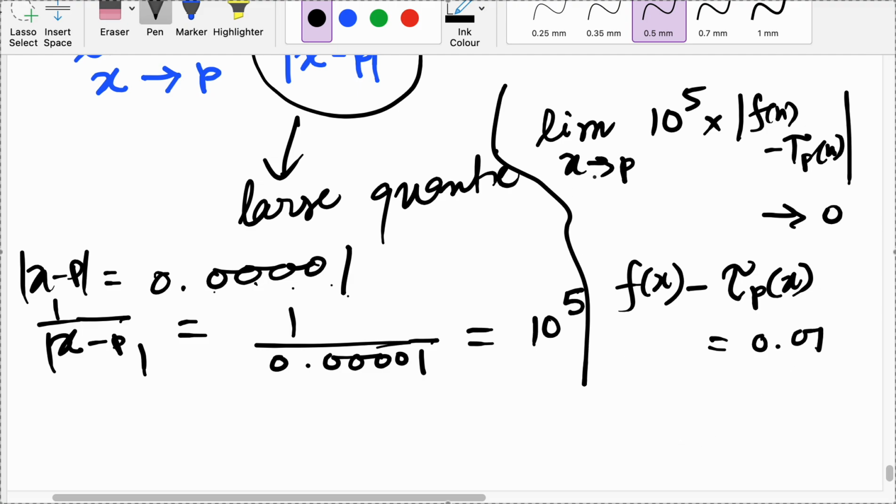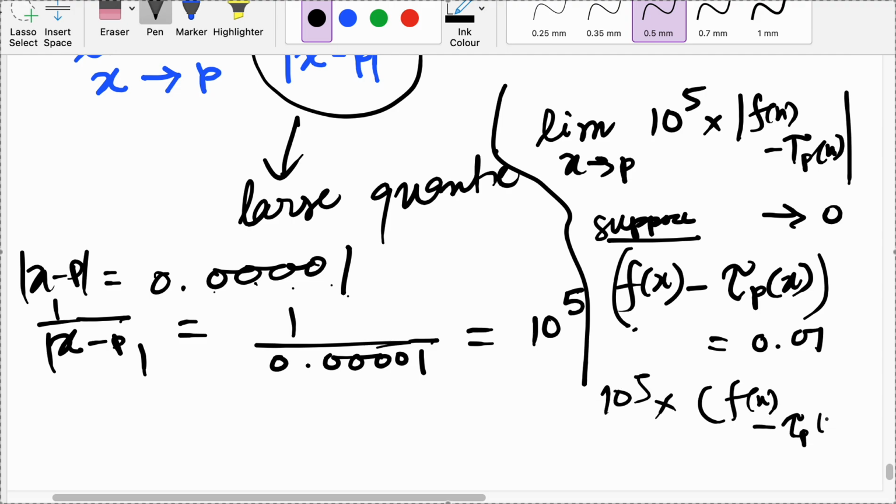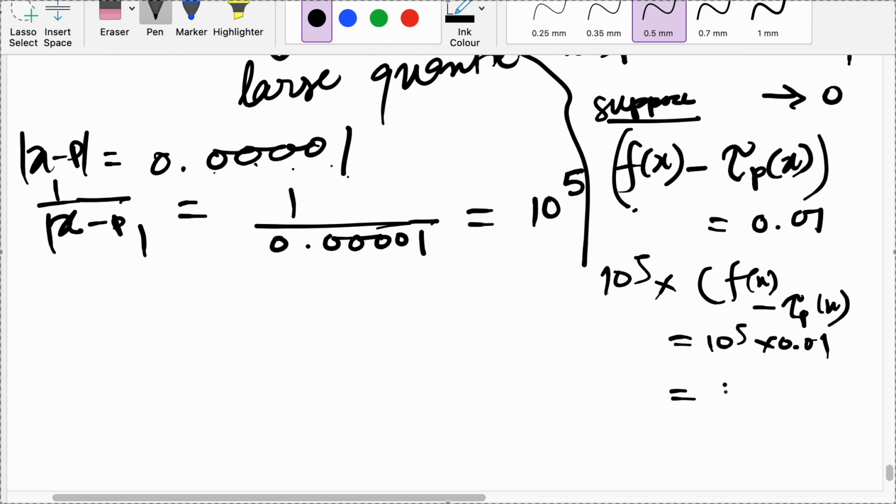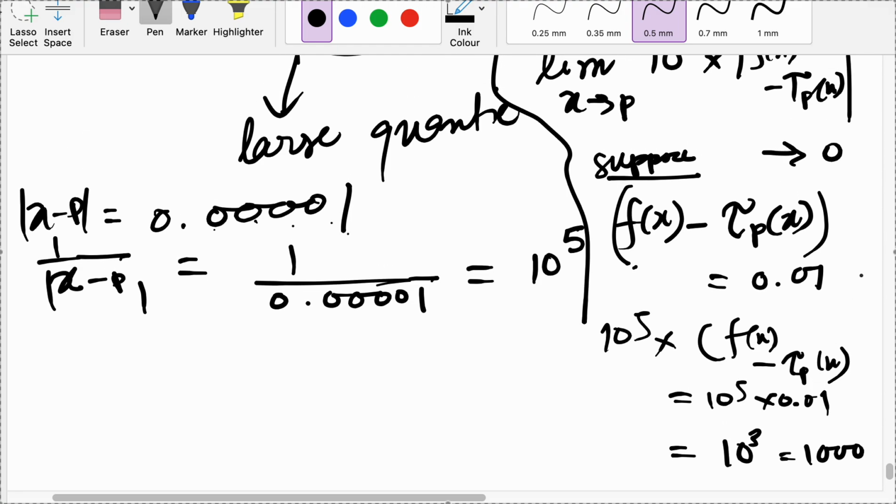Now suppose that f(x) minus T_p(x) is only 0.01. If these two are only that close, then if I multiply by 10 to the power 5 into this f(x) minus T_p(x), 10 to the power 5 into 0.01 will be 10 cube, that is 1000. So it is not at all close to 0.